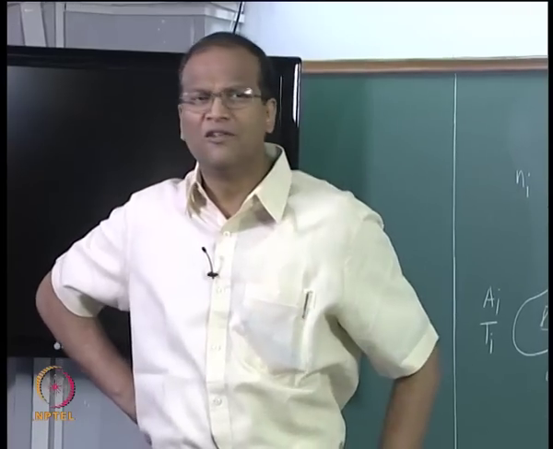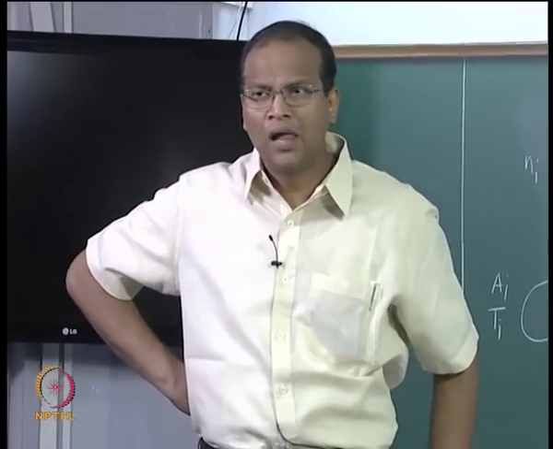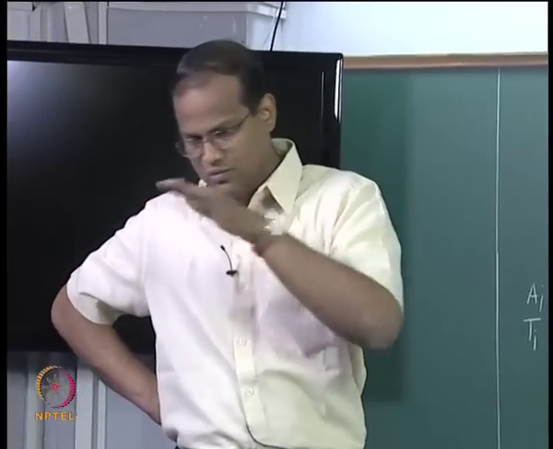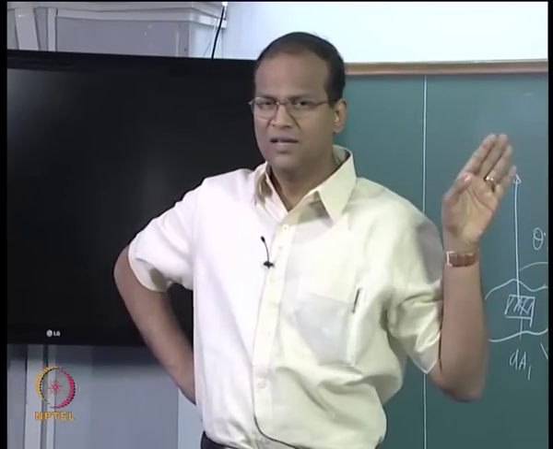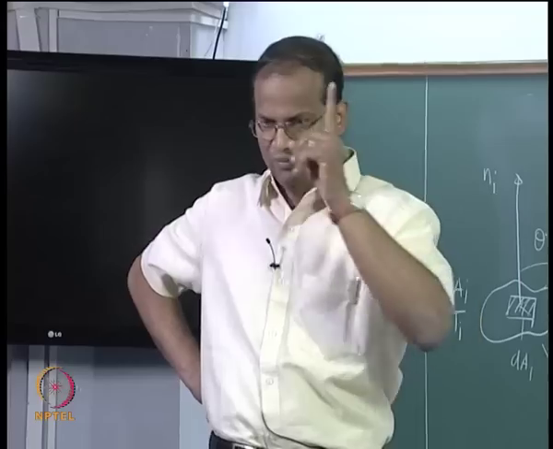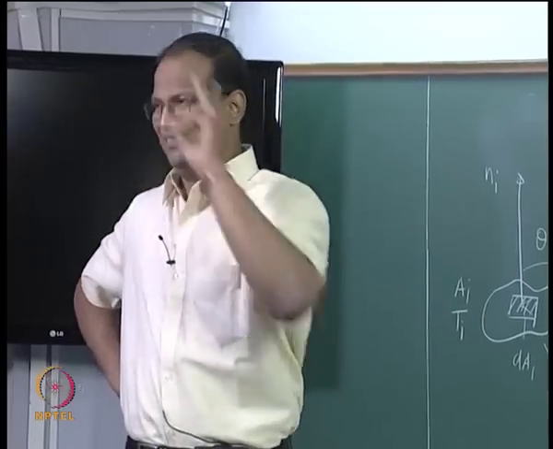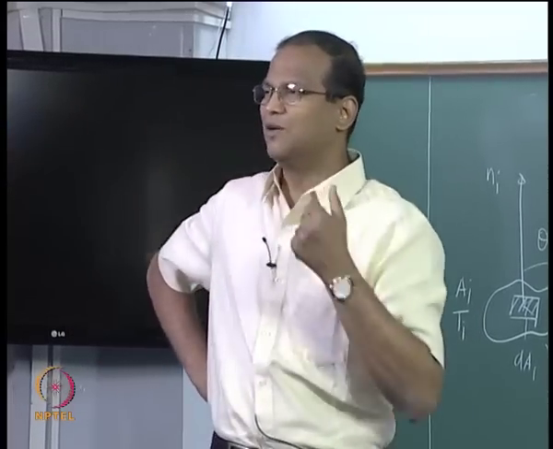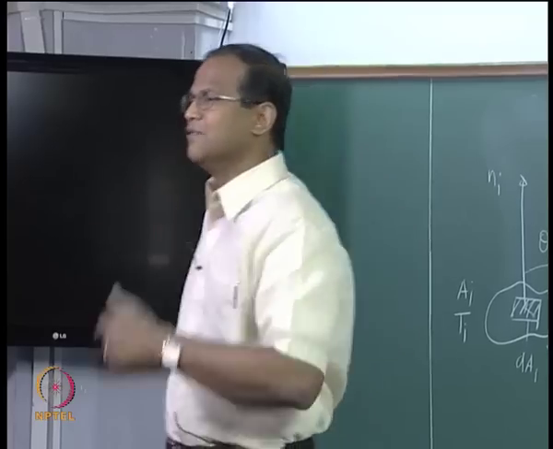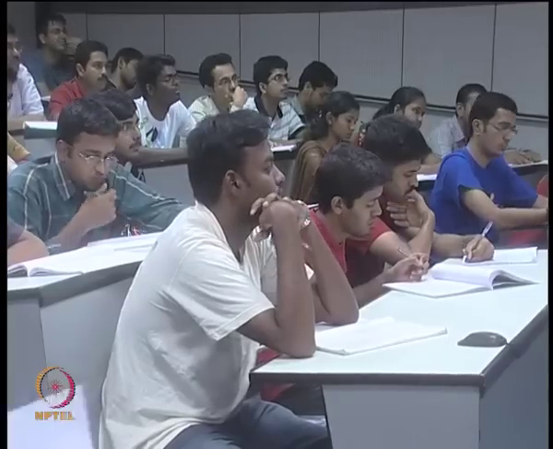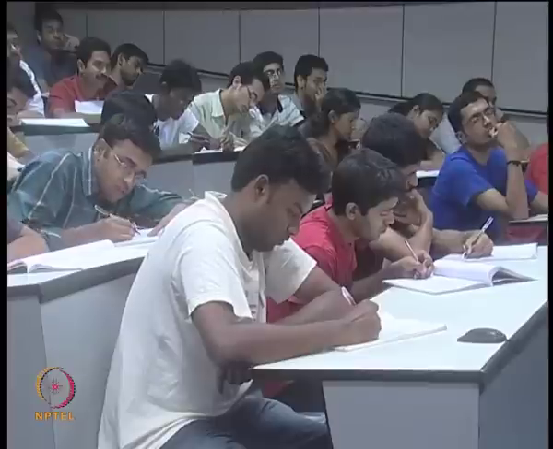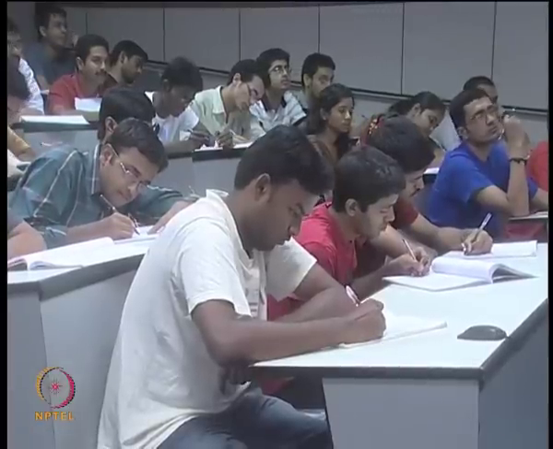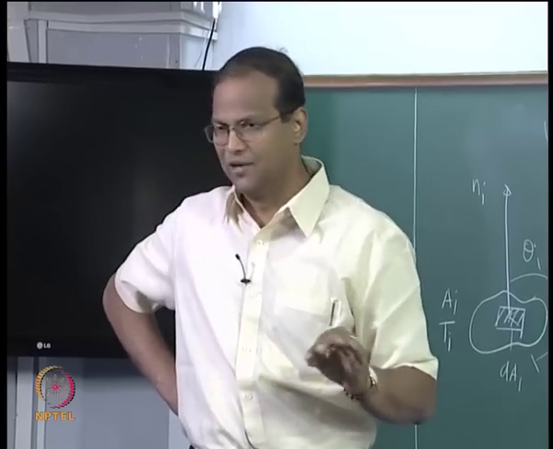So, what are the units of Fij? No units. Dimensionless. What are the limits of Fij? Lowest and highest? 0 to 1. Very good. It is an efficiency. How much the second surface picks up of the radiation of the first? It varies from 0 to 1. It cannot take negative values, and it cannot take values more than 1. It does not have units of watts per meter square or steradian to the power of minus 1 or meter to the power of minus 1.